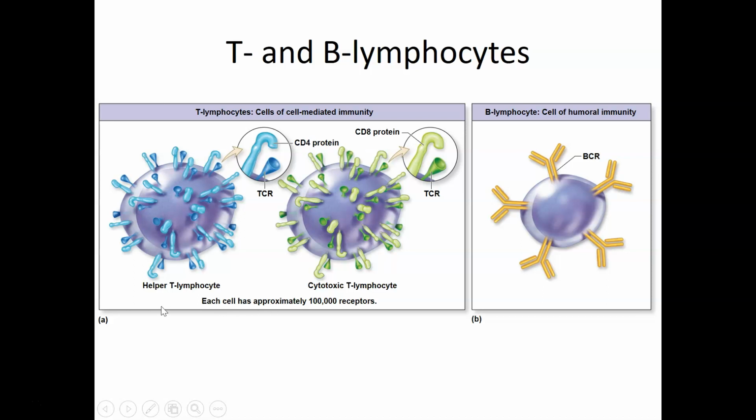For T cells, the helper T cells have a T cell receptor and a co-receptor. The co-receptor for a helper T cell is CD4. The cytotoxic T cells also have a T cell receptor and a co-receptor. The co-receptor is CD8. Each T cell contains a unique antigen receptor. For any given cell, it's all the same receptor and the same co-receptor.